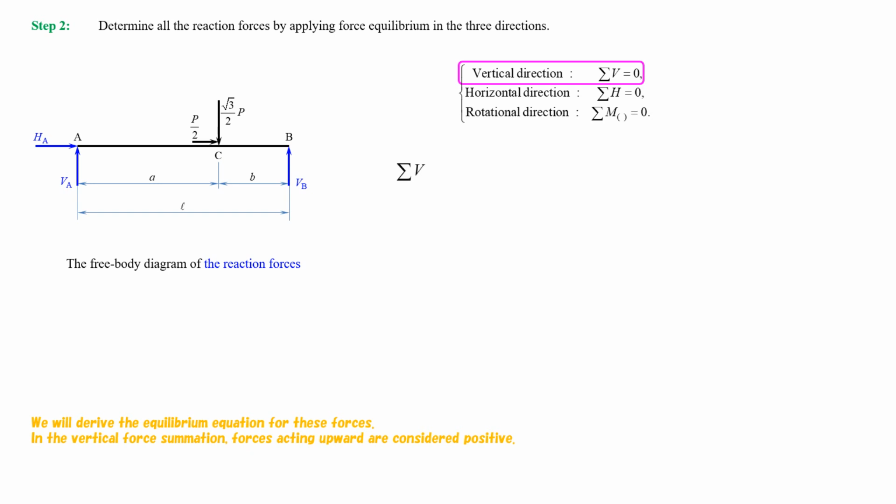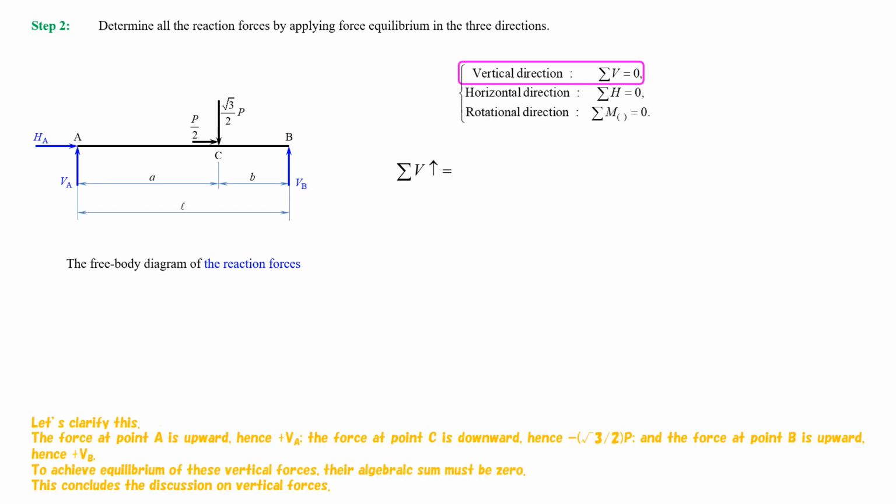In the vertical force summation, forces acting upward are considered positive. Let's clarify this. The force at point A is upward, hence plus VA. The force at point C is downward, hence minus the square root of 3 divided by 2 times P. And the force at point B is upward, hence plus VB. To achieve equilibrium of these vertical forces, their algebraic sum must be 0. This concludes the discussion on vertical forces.